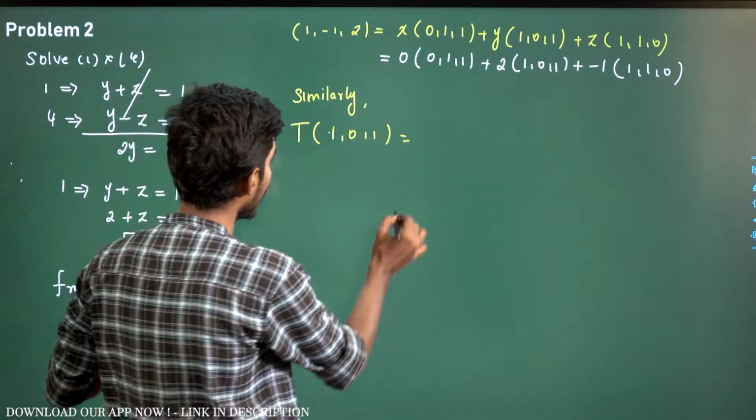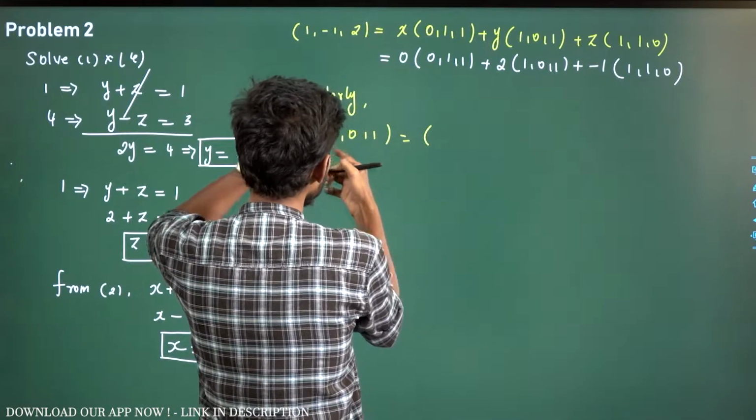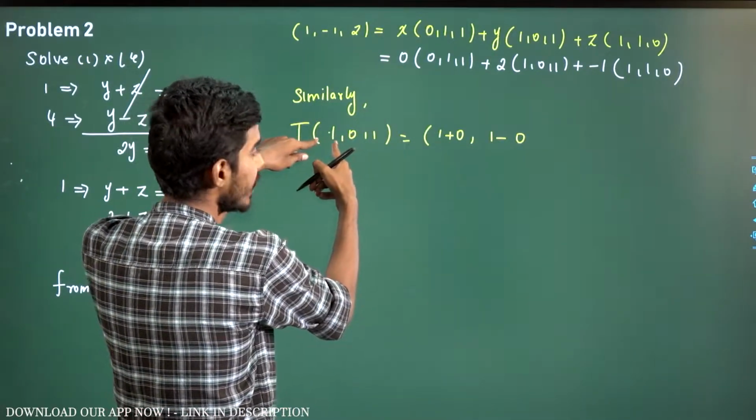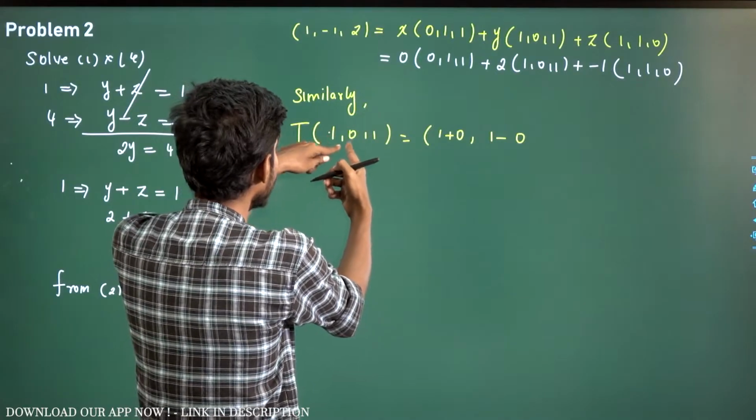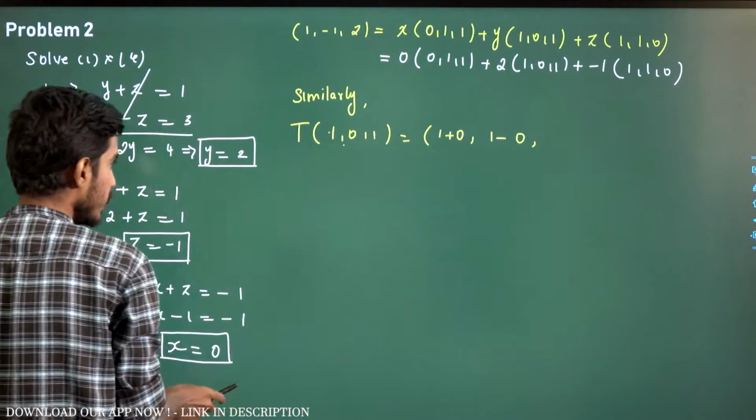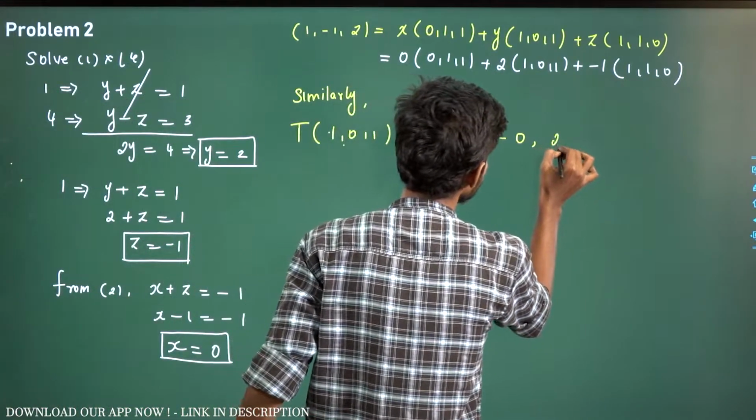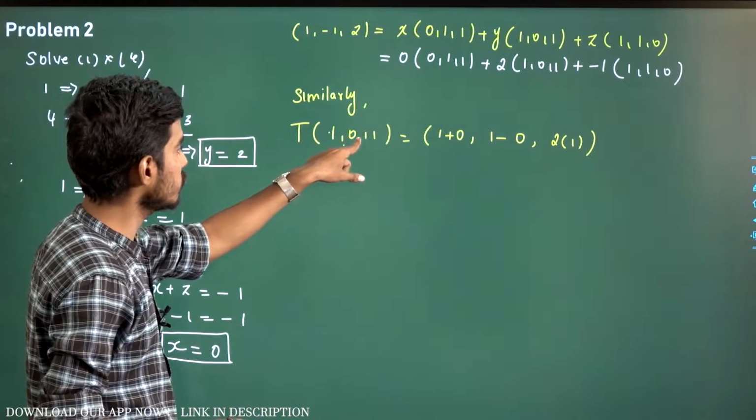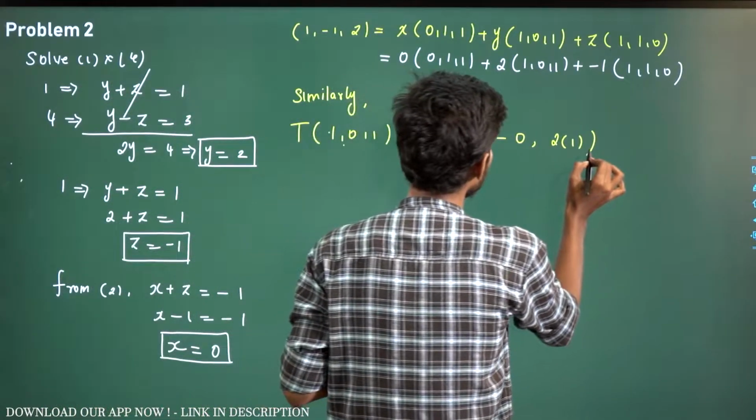So what is our map? Our map is A plus B, A minus B, 2C. Here A is 1, B is 0, C is 1. So A plus B, A minus B, 2 times C gives 1 1 2.